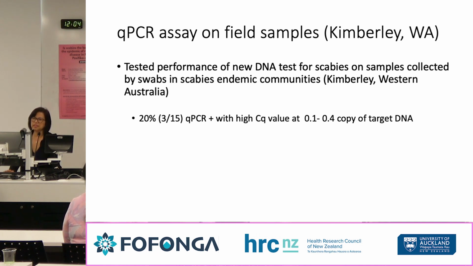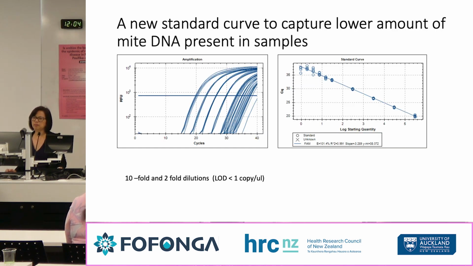So we went to Kimberley, and then we collected samples from children from scabies endemic communities. We got luckily 15 samples, but our positivity was only 3 out of the 15 collected. And when we look at the Cq values, actually initially they were all negative, but we saw the amplification curve, the fluorescent curve in the qPCR. So we ended up modifying the curve, our reference curve.